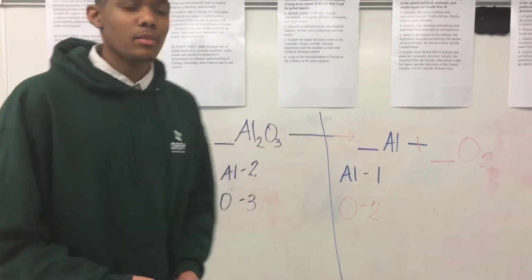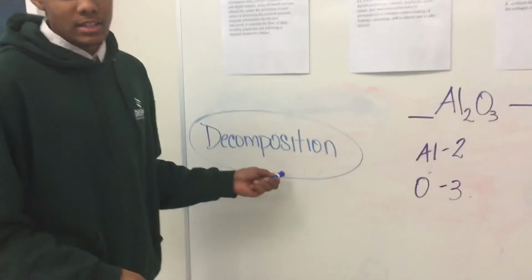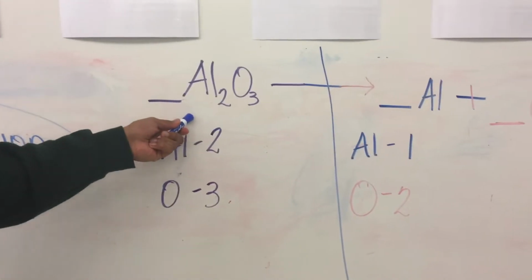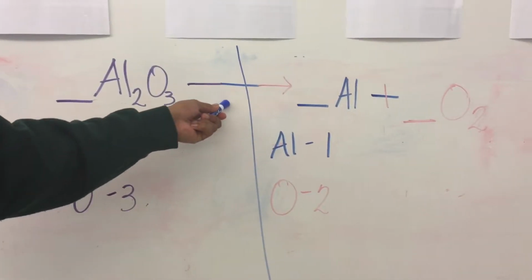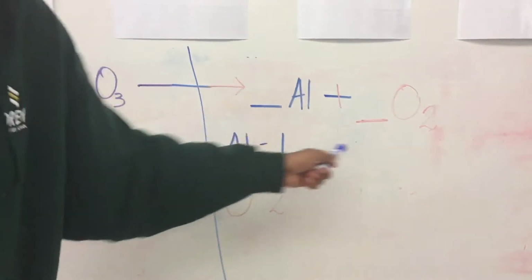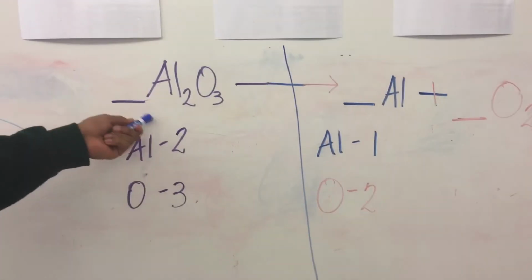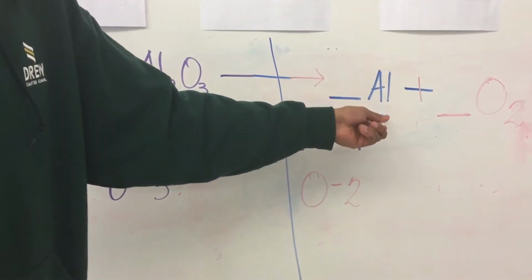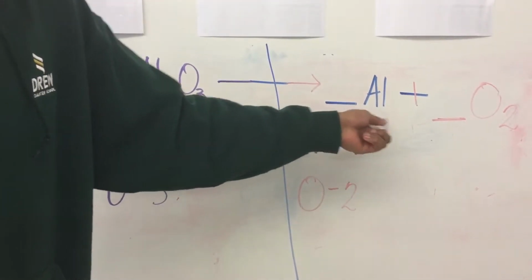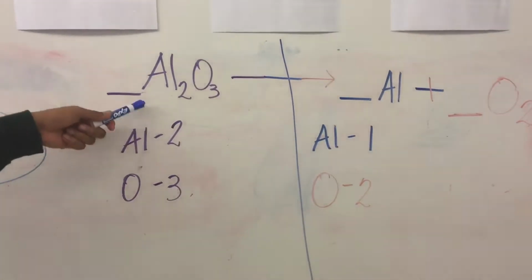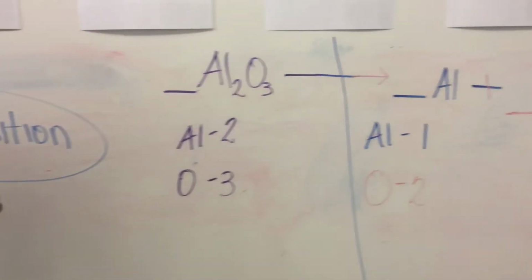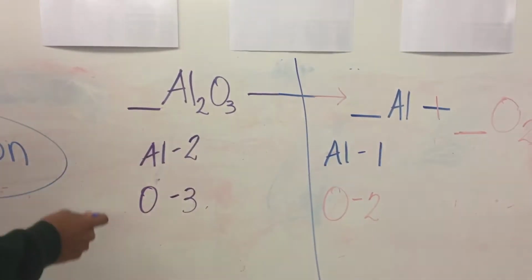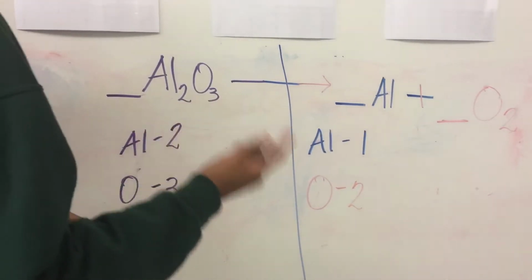So the first thing I did was identify what type of reaction it is, and it is decomposition because we take a whole compound and through chemical reaction it breaks down into two individual elements, aluminum and oxygen. And this compound is aluminum oxide, which yields the elements or products of aluminum and oxygen, and this is the reactant.